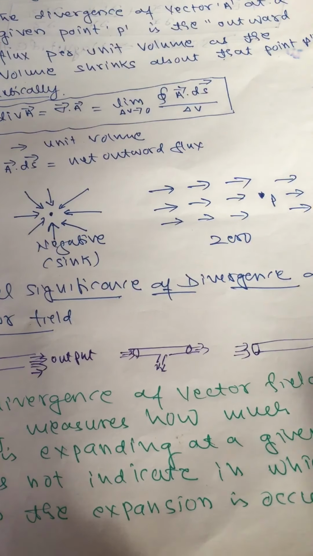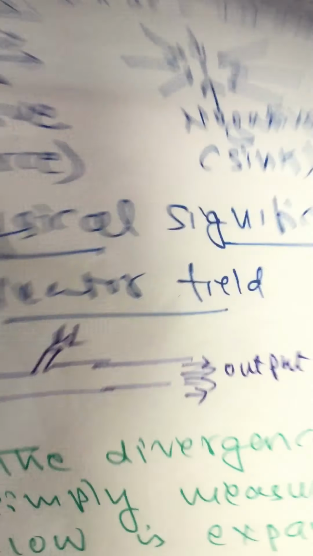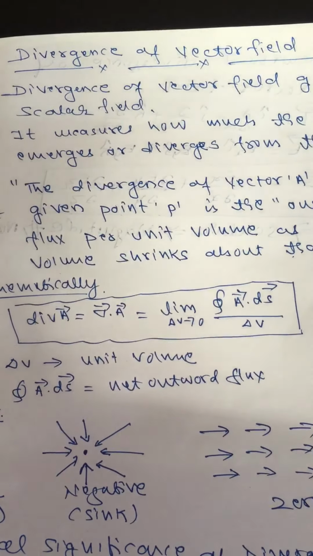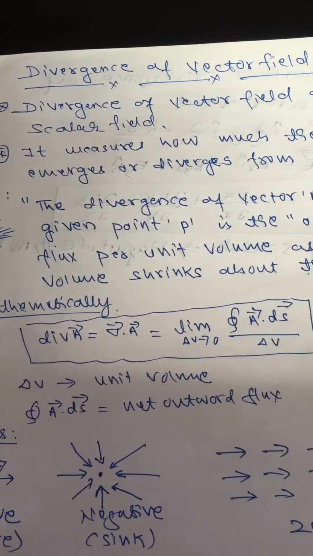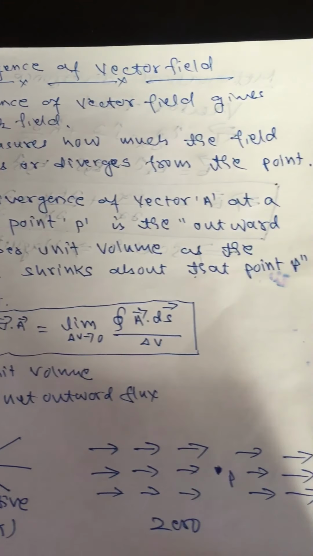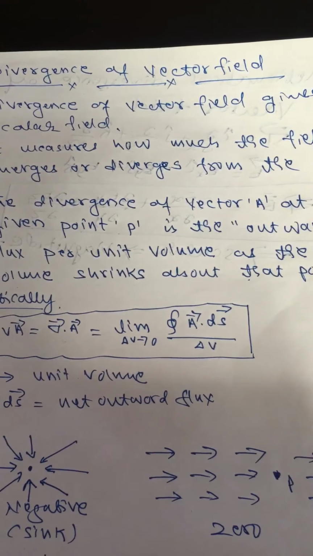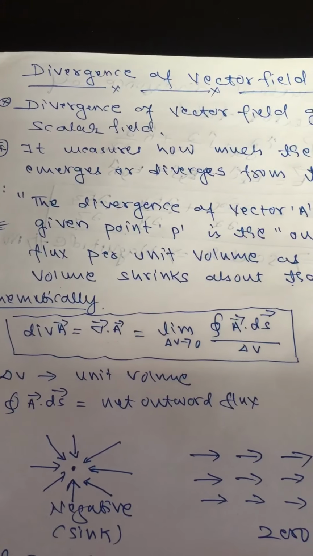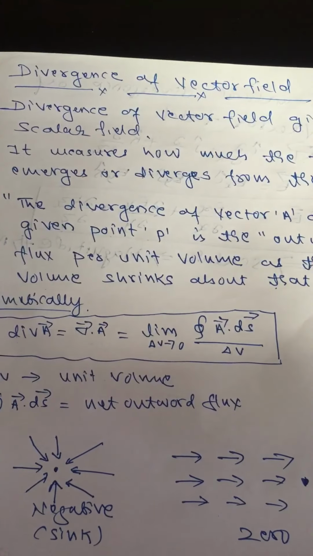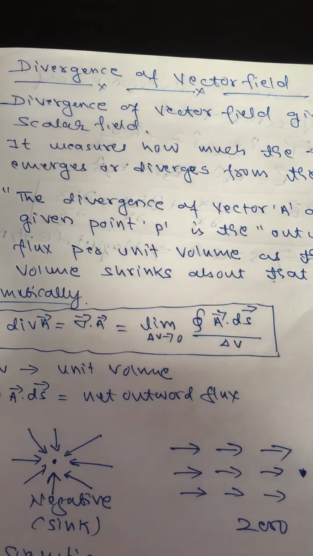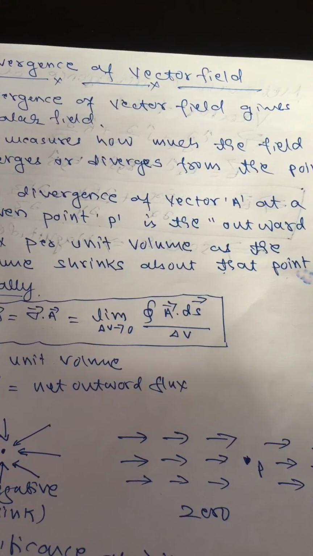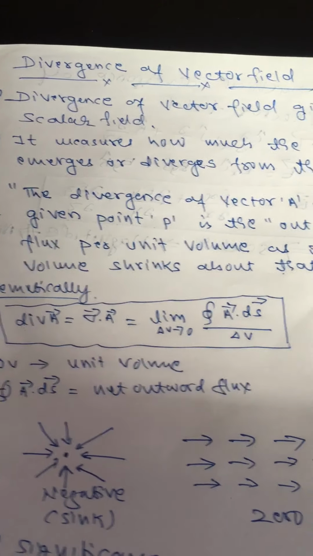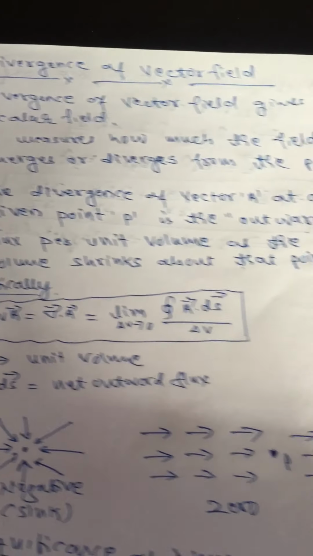In definition, see here. The divergence of a vector A at a given point P is the outward flux per unit volume as the volume shrinks about the point P. That means the divergence of the vector field at a given point is the outward flux per unit volume as the volume shrinks about the point P.